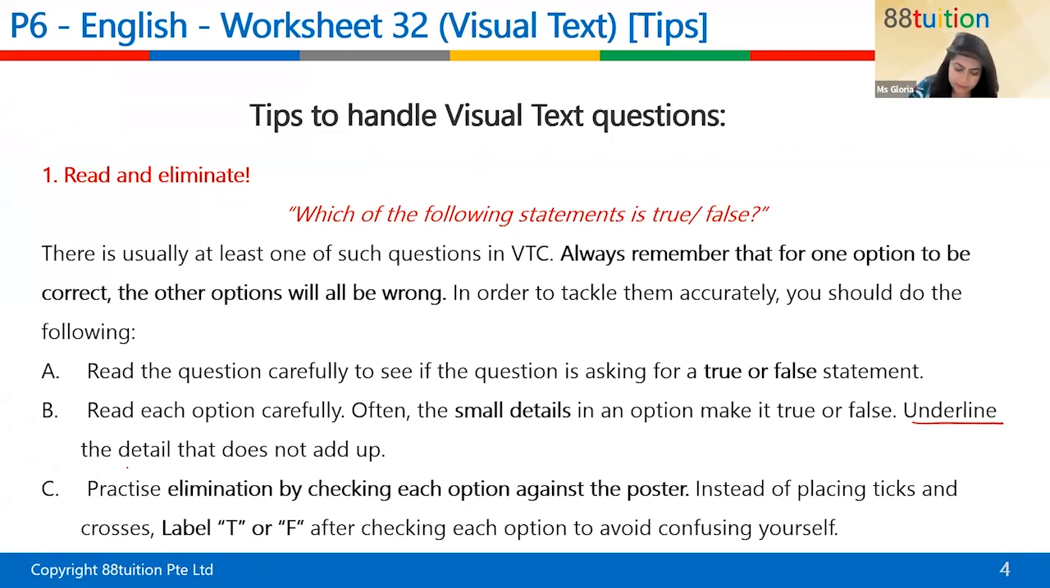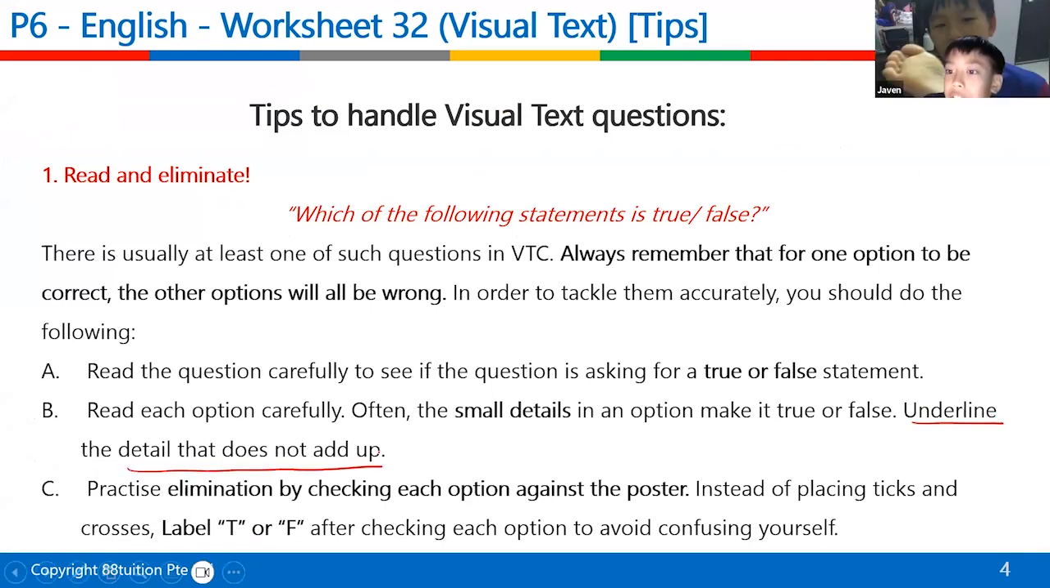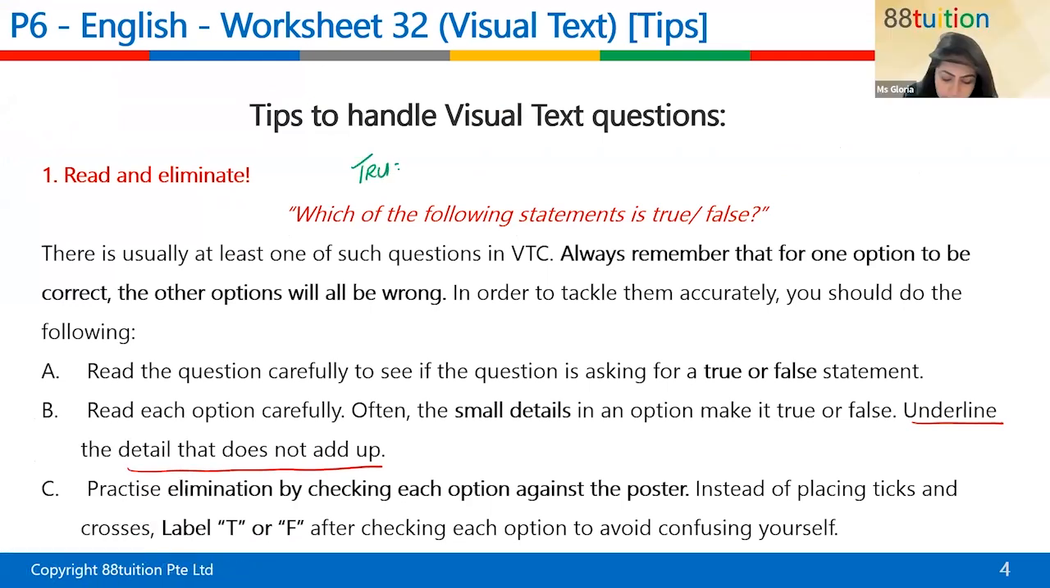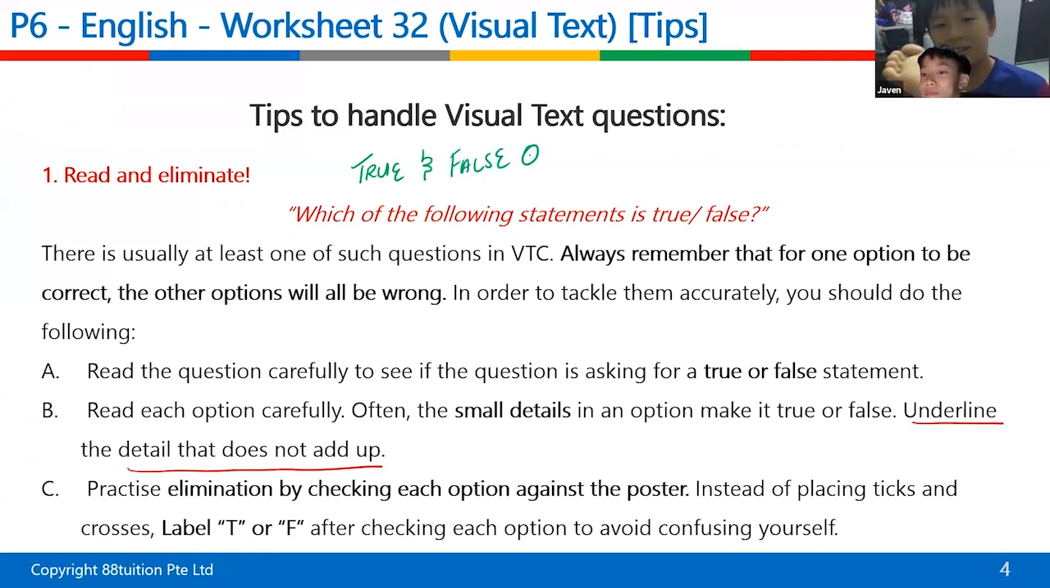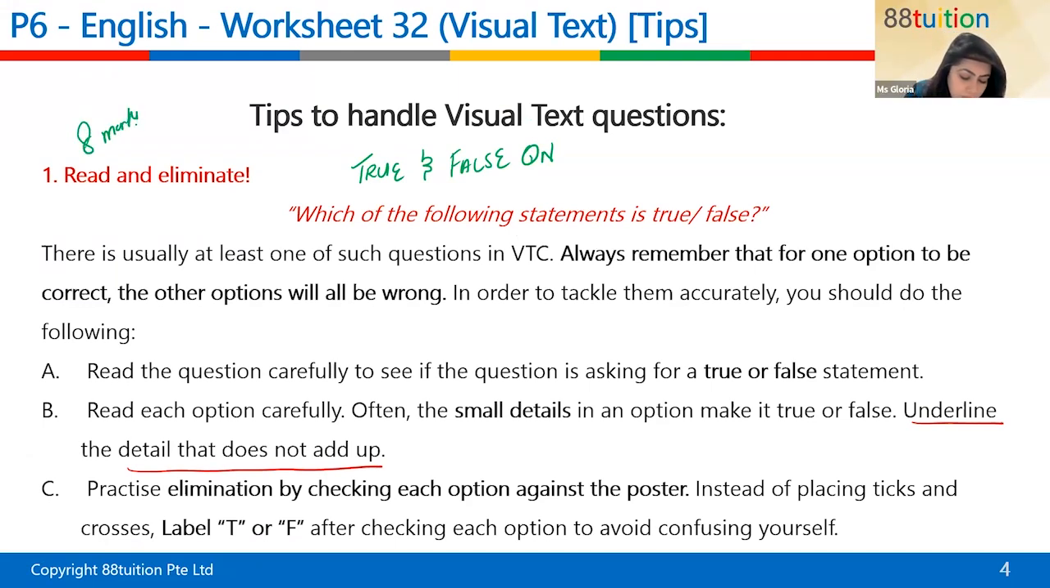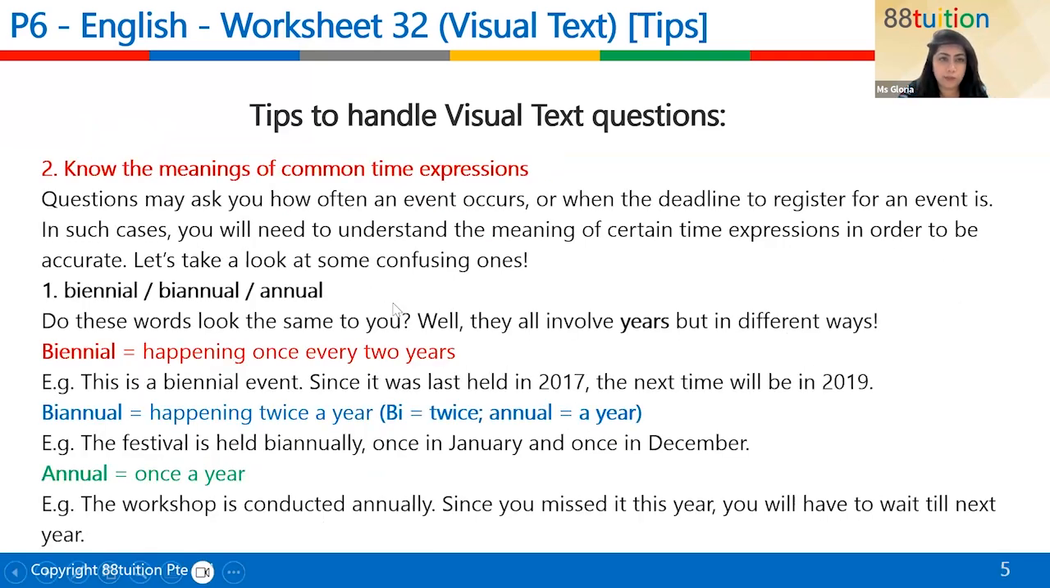Sorry, darling, continue. So underline the detail that does not add up, and then eliminate. Okay, so what they're talking about here is your true or false question. And in your visual text, how many marks is your visual text question? 8. All right, an 8 mark question. And out of that, you will get at least one true or false question. Could you read the second one?